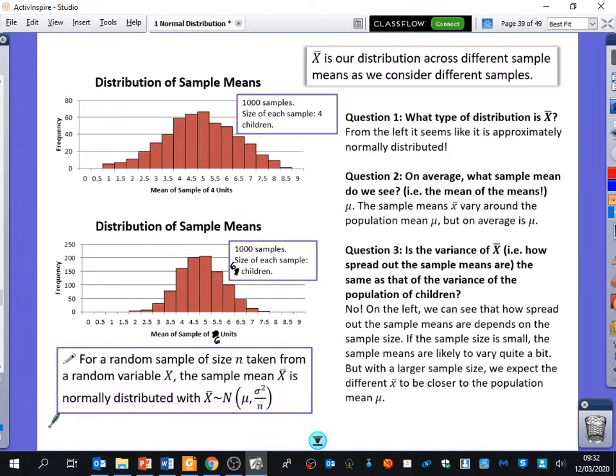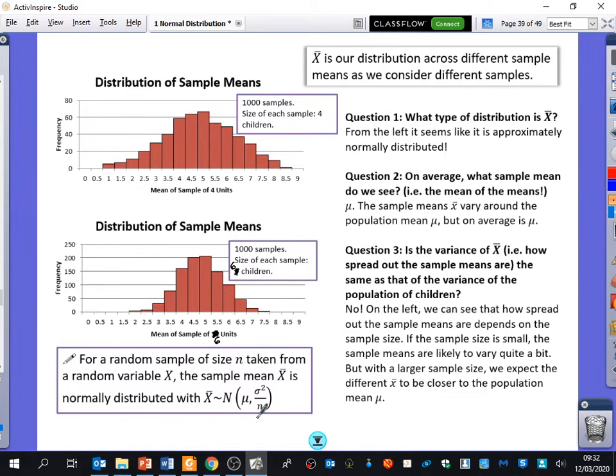I've said for a random sample of size n taken from a random variable x, the sample mean, x bar, is normally distributed. We expect it to have the same mean, but its variance is different. The variance is sigma squared over n. What do you think n represents? Oh yeah, sorry, it says sample size of n.